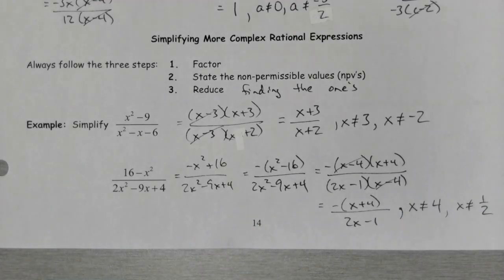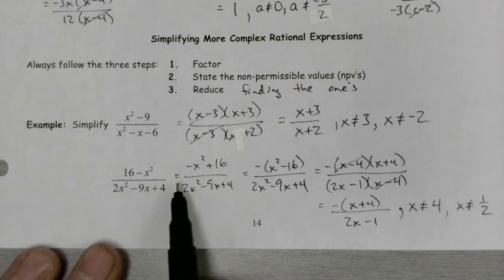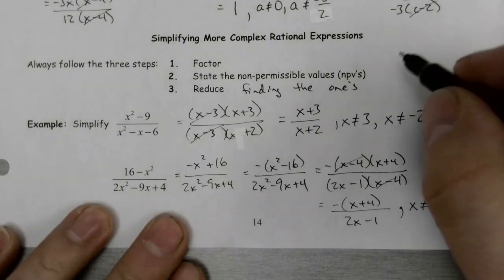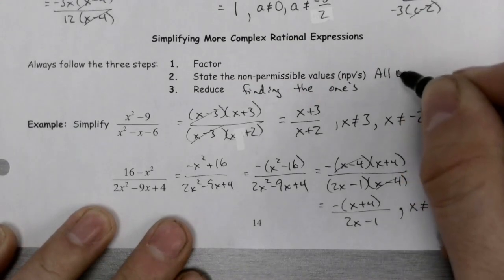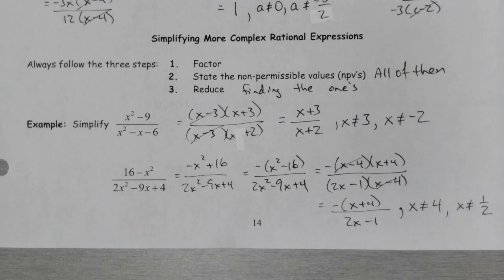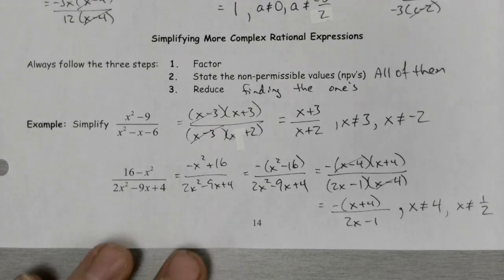So factoring, maybe making it look a little bit prettier before we get into the simplifying, identifying the non-permissibles, and identifying all of them. We might even go up here and state all of them. It's not mathematically necessary, but in this particular case, we're trying to make sure that you are recognizing all of the non-permissibles.